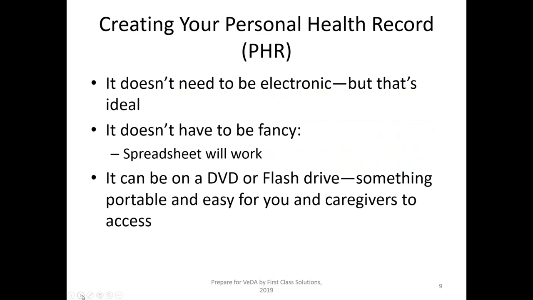So let's move on to creating our personal health record. Although it's preferred, your PHR doesn't need to be electronic. It doesn't have to be fancy. It can be a simple spreadsheet, which you can use to record ongoing care facts, such as your provider's names, specialties, dates of care, tests and treatment, and so forth. It can be stored on a CD, a DVD, a flash drive. It can be stored on paper. But you want something, preferably, that is portable and easy for you, your caregivers, and your providers to access.